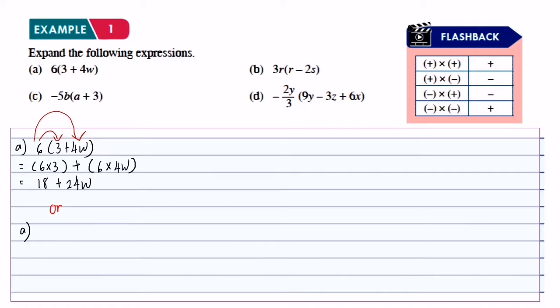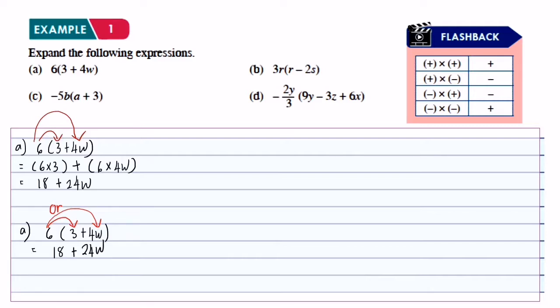Or you can do like this, 6 times 3 plus 4w. 6 times 3, you just straight away count. 6 times 3 equals what? 18, right? Okay, after that, 6 times positive 4w is positive 24w.